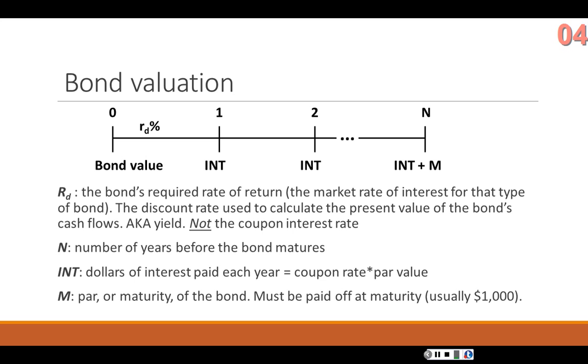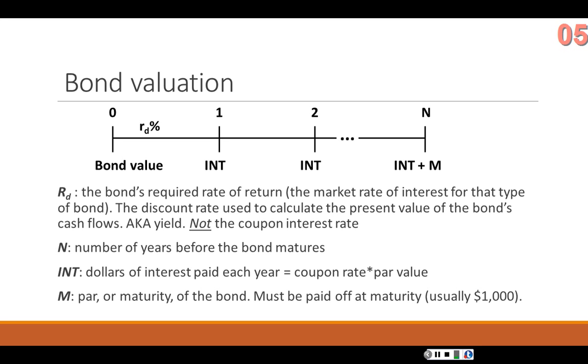N is the number of years before the bond matures. The interest, INT here, is also the same as the payment. It's the coupon rate times the par value. And M is the par value, also known as the face value, and we usually assume that that's $1,000.